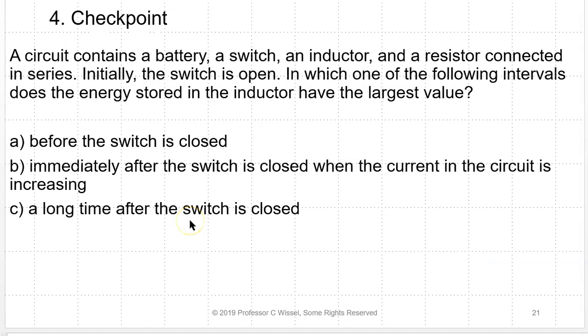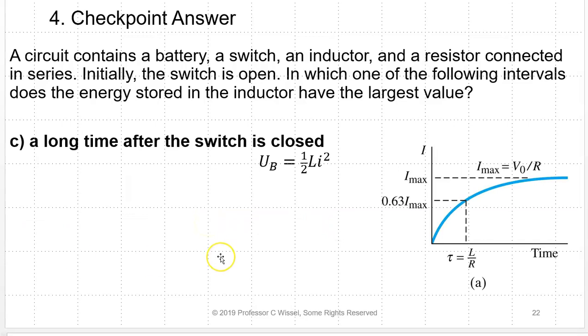A circuit contains a battery, a switch, an inductor, and a resistor connected in series. Initially, the switch is open. In which one of the following intervals does the energy stored in the inductor have the largest value? Since the switch was initially open, the battery was not in the circuit, so it's going to take a long time for this current to build up. So it'll be a long time after the switch is closed, when the current has built up to its maximum value. The energy is 1/2 L i squared. So in other words, it's this kind of curve, and you want this right out here.